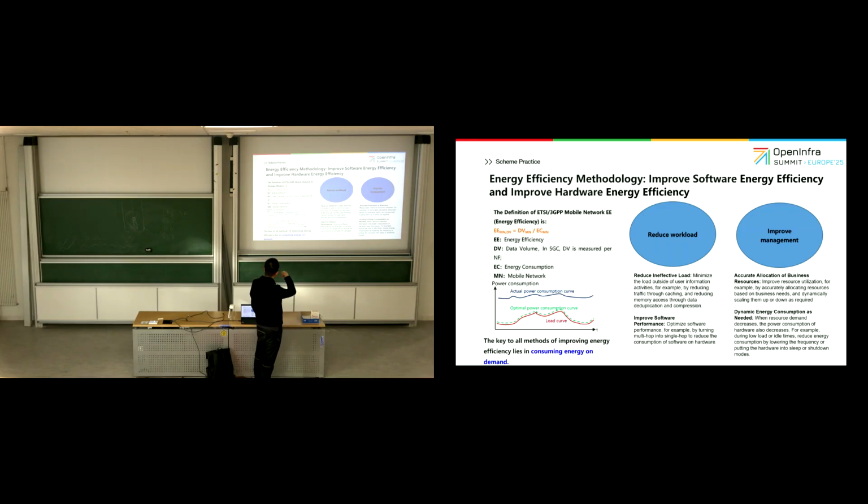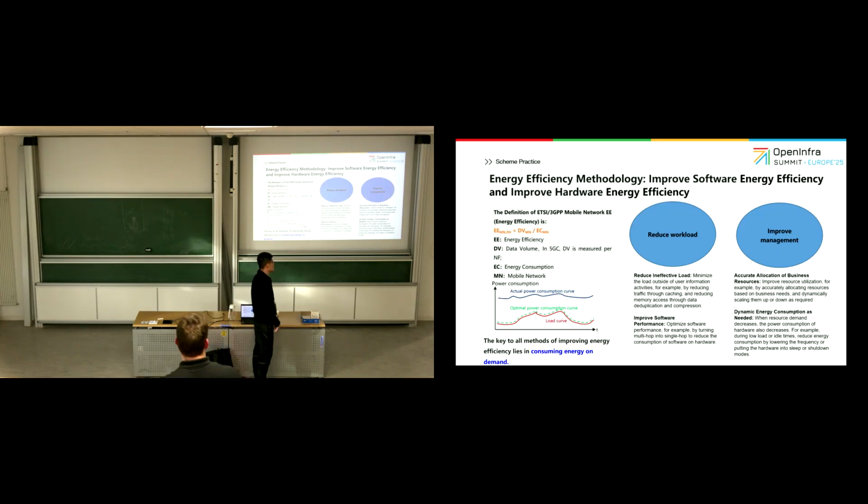Here's the chart or example I shared. Between the real need and the actual power consumption, there's a big gap. That's what we can see. This gap is what technology can give you. So the main theory here is that you need to consume power on demand.